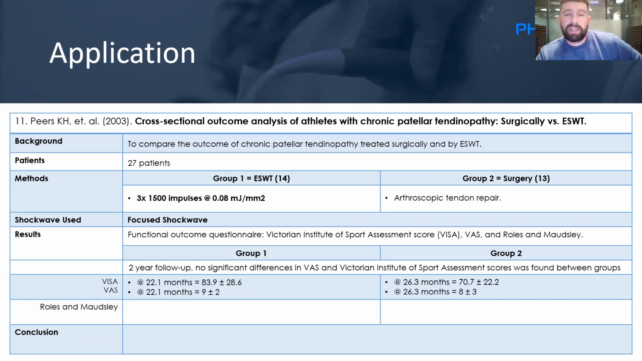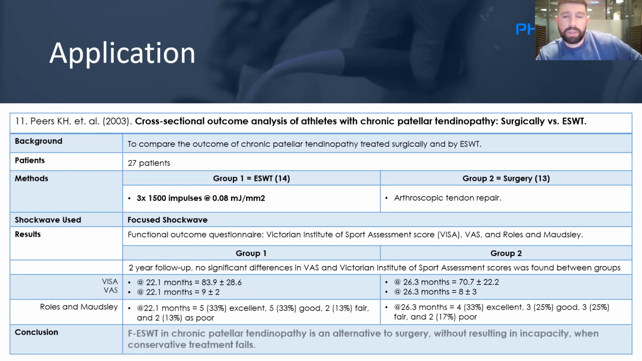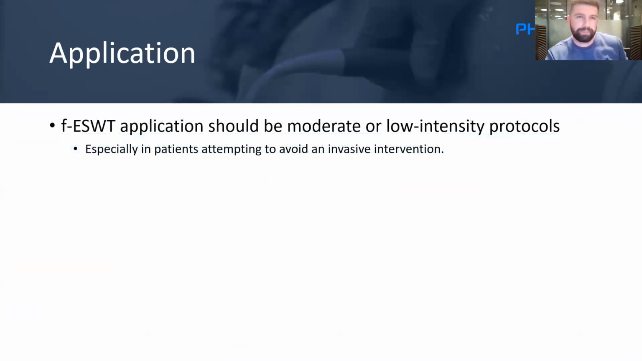And there was no significant difference in VAS between the two groups. And Rolls and Maudsley scores, not much difference in that either. However, as an alternative to surgery, without really resulting in any sort of long-term changes, it could be considered an option. So I think obviously it's going to depend on your patient selection for sure. But I think it shows us positive aspects that we could be avoiding surgeries by using Shockwave, and obviously surgery means long-term changes or long-term impact.